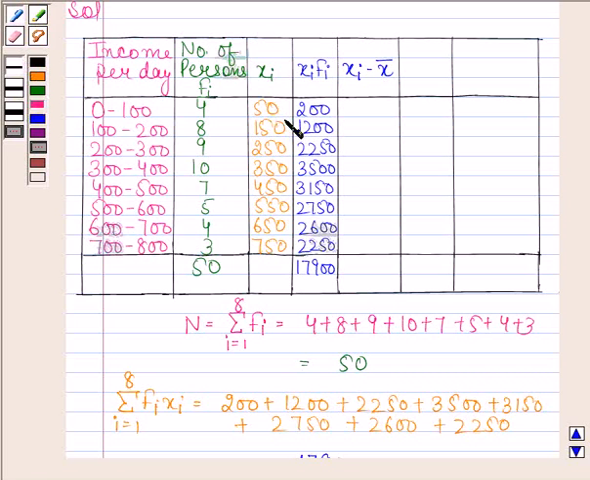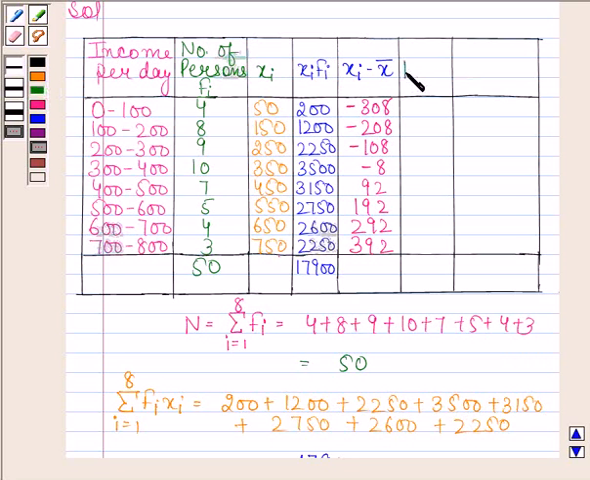In the first row, xi is 50, and we know that x bar is equal to 358. So we have 50 minus 358, and 50 minus 358 is equal to minus 308. Then we have 150 minus 358, and 150 minus 358 is equal to minus 208. 250 minus 358 is minus 108. 350 minus 358 is minus 8. 450 minus 358 is 92. 550 minus 358 is 192. 650 minus 358 is 292. 750 minus 358 is 392.